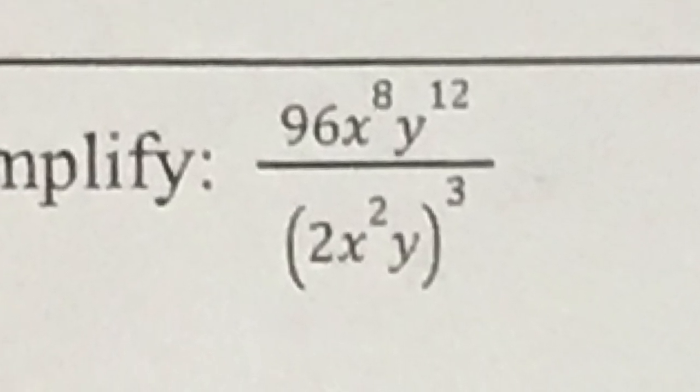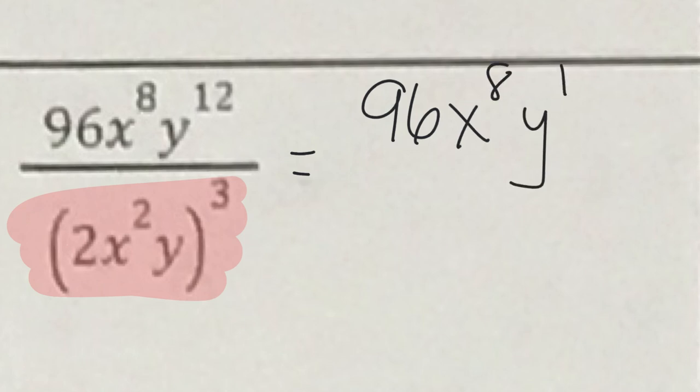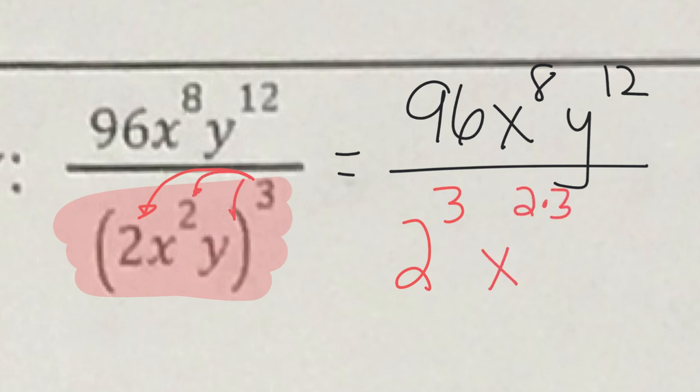Oh, okay, first we have to deal with your denominator, because your denominator has parentheses raised to a power. Okay, so let's leave the numerator alone for a second and look at just our denominator. So we have 96 x to the 8th, y to the 12th. So now we have to do our distribution. We're going to raise 2 to the 3rd power. We're going to raise x squared, so x to the 2 times 3 power, and y to the 1 times 3 power.